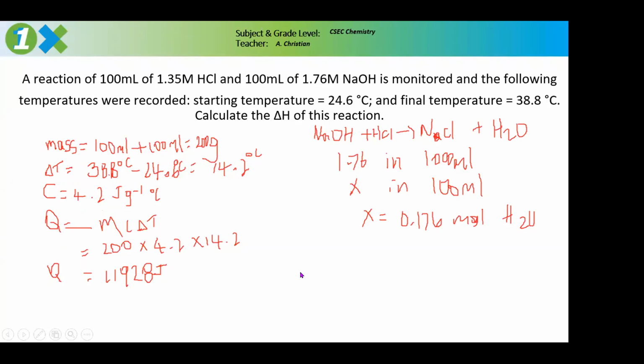All right. So this Q value that you see, the assumption is that this Q is in one mole, always in one mole. You want to find how much is in the amount of moles that you have, which is the 0.176. So it is per mole. So this is per mole. And so you have to divide Q by moles to get the amount that is there.